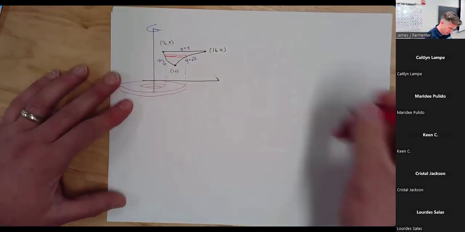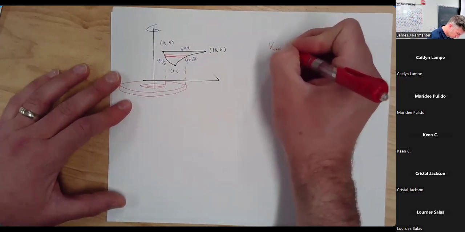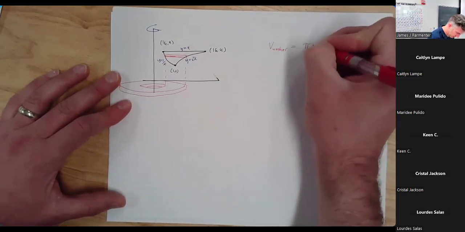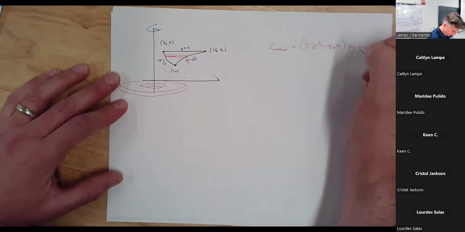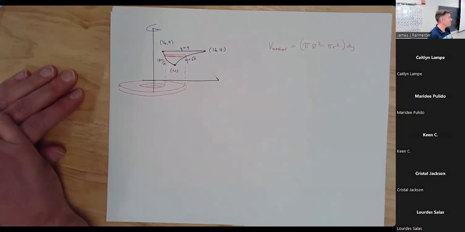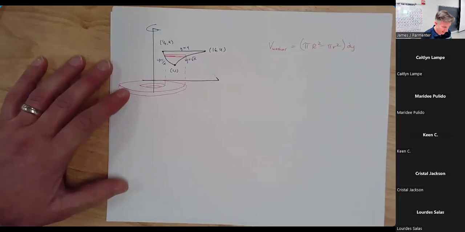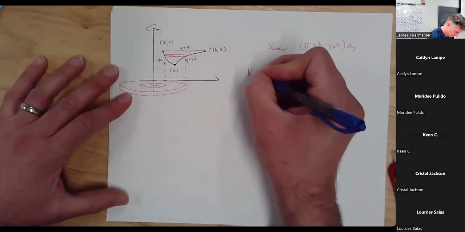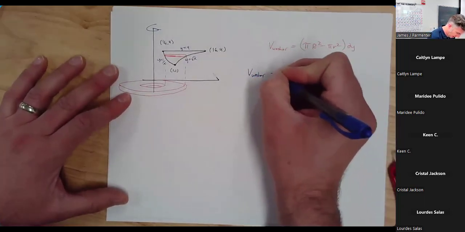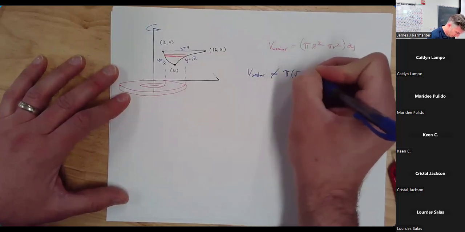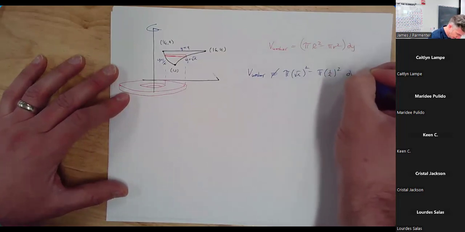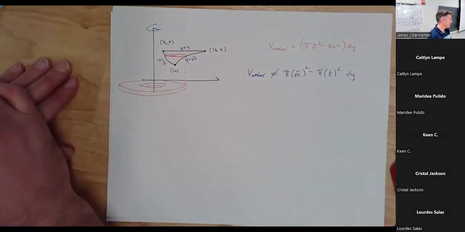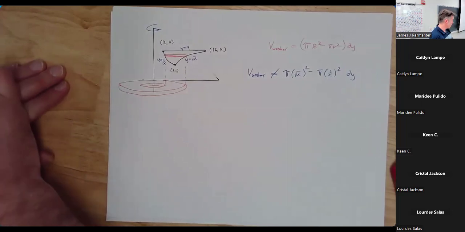And the volume of my washer is going to be pi times large radius squared minus pi times little radius squared times dy. Oh, that dy tells me that my functions better be functions of y. So we are not going to write pi times the square root of x squared minus pi times 1 over x squared dy. That's not going to help us. We have to change those functions to functions of y.